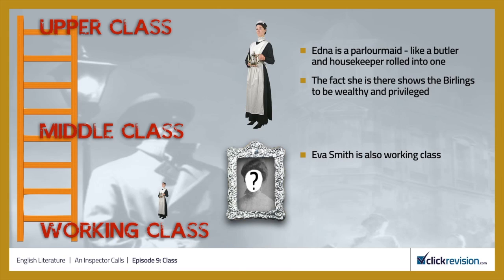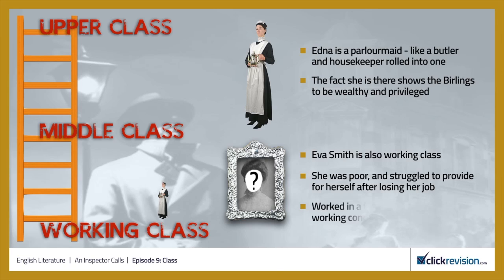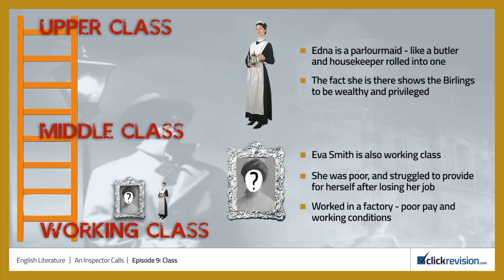However, we know, not just from Inspector Gould's account, but from each of the Burlings, that Eva Smith was poor and struggled to provide for herself after losing her job, which itself was manual factory work with poor pay and working conditions. These details place her firmly in the working class bracket. But what about each of the Burling family?